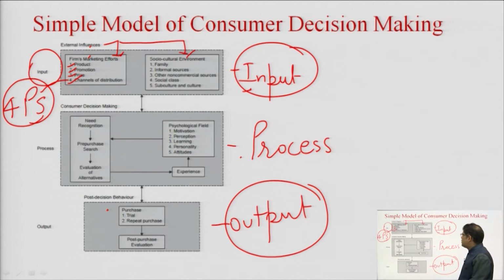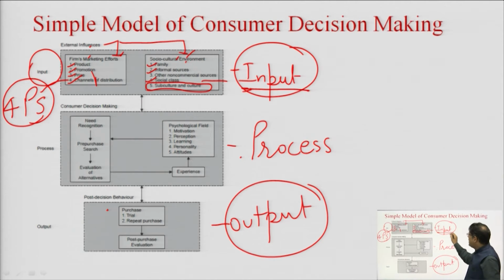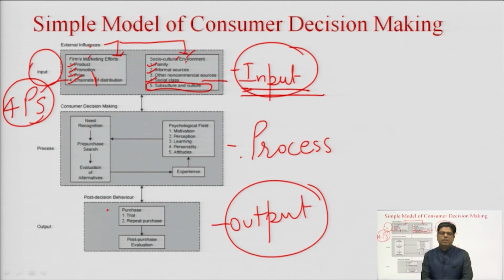the factors in the socio-cultural environment, which are the family, informational sources, other non-commercial sources, social class, and last but not the least, culture and subculture, also play their role in influencing the consumer's decision making process. Together, the firm's marketing efforts and the socio-cultural environment make the complete input, and these are the collection of the factors that will impact the consumer's purchase decision making process.